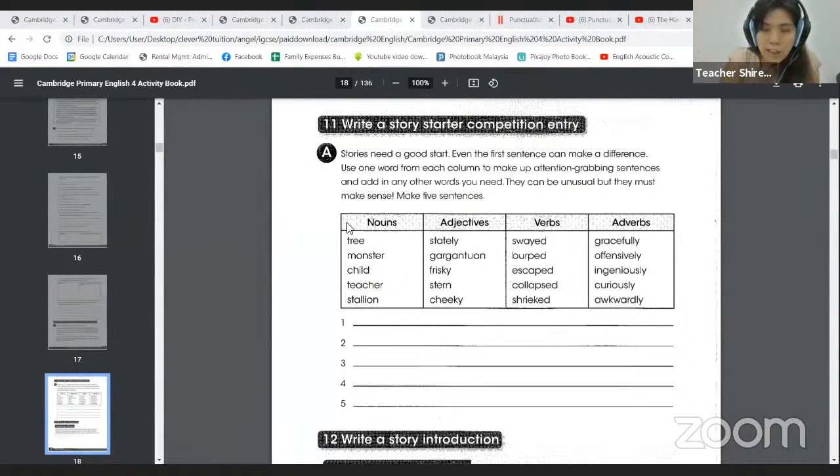Okay, let me go through the nouns first. So the nouns are like tree, monster, child, teacher, stallion. Stallion is like a huge horse, a big horse, a very graceful horse. Okay, any questions about nouns? If no questions, let me share the slide from earlier.